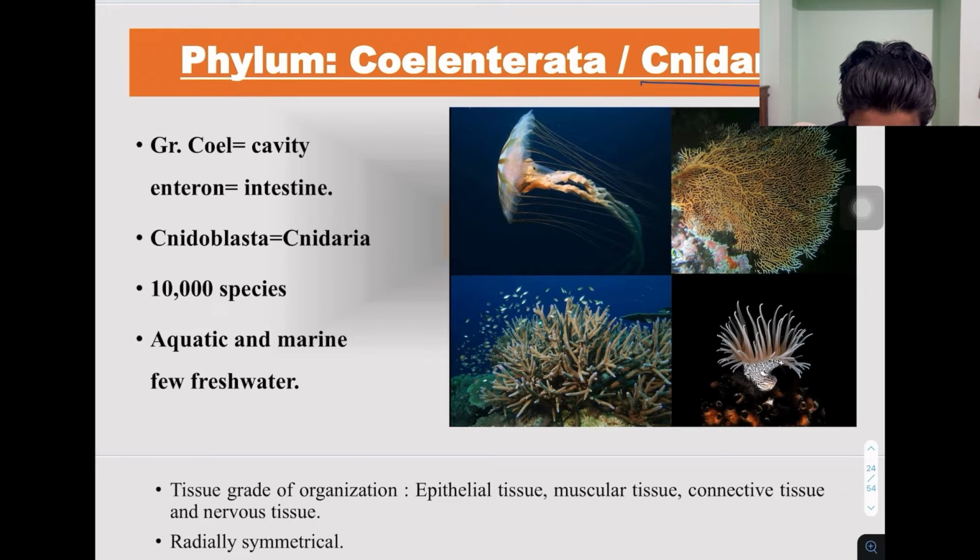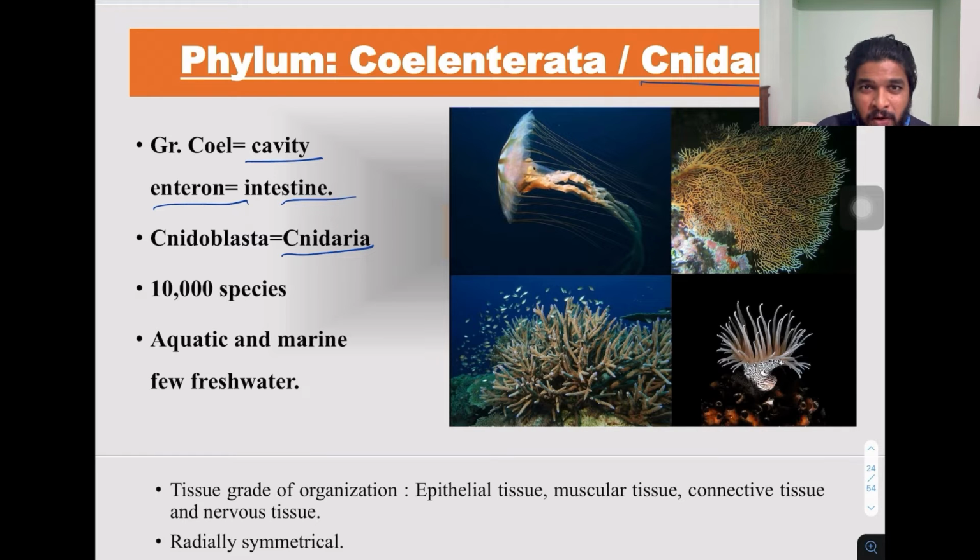Because in the Greek language, coelo means cavity and enteron means intestine. There is an intestinal cavity, hence they are called coelenterates. Then why are they called Cnidaria? It is because there are special structures called cnidoblasts which are present on the epidermis of their body.